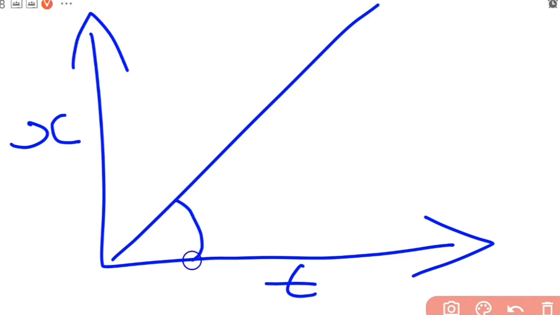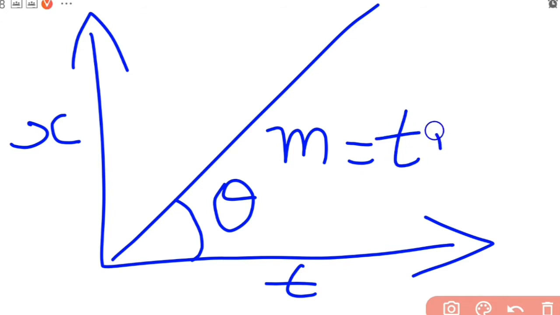Now suppose this angle is theta. The angle made by the graph with the x-axis is theta. Then the slope of the graph is defined as m is equal to tan theta. So tan theta represents the slope. This is the concept behind finding slope. So when we find that tan theta, what will it be? Let's find tan theta.